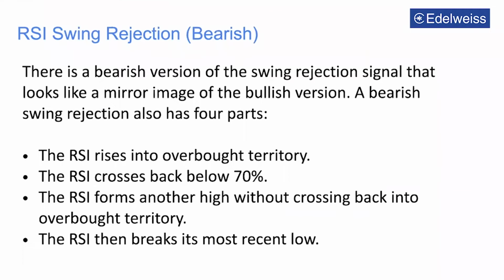RSI swing rejection on the bearish side: RSI rises into the overbought category, crosses back below 70, forms another high without getting into the overbought territory. Then RSI breaks the most recent low. So these are mirror images of each other. The bullish and the bearish sides look like mirror images of each other.